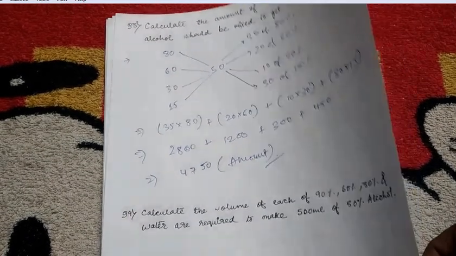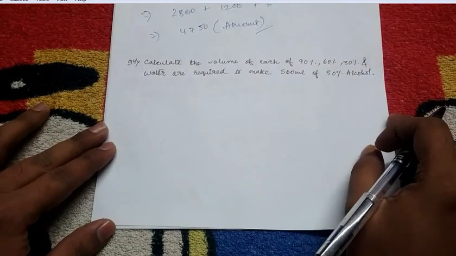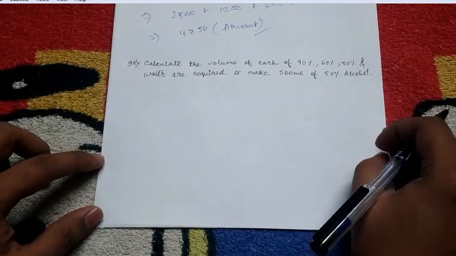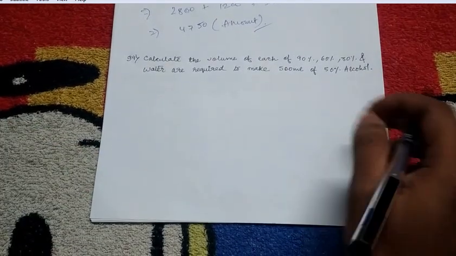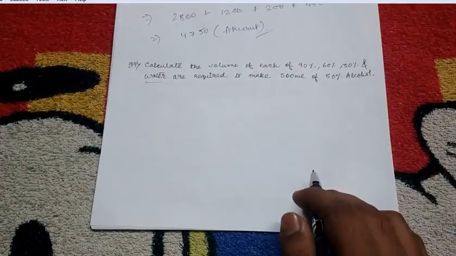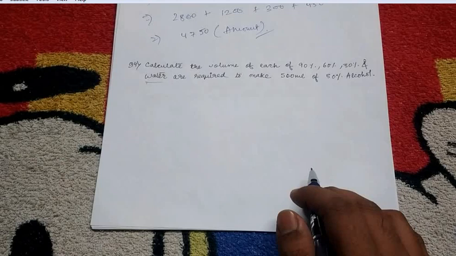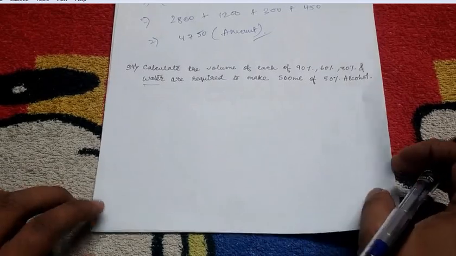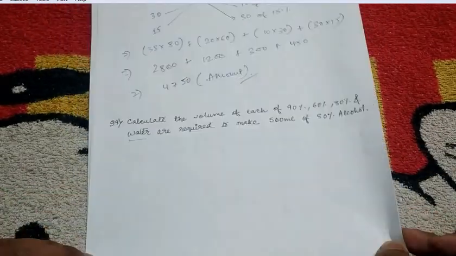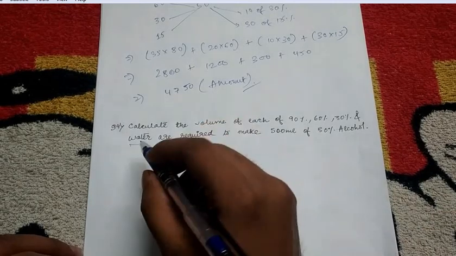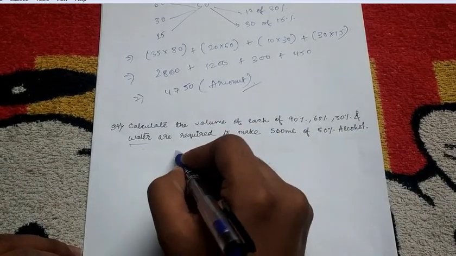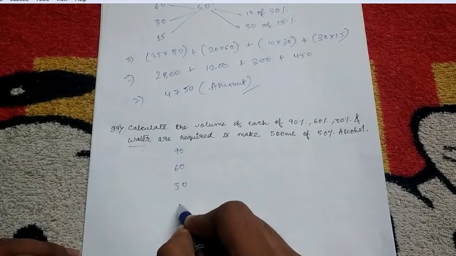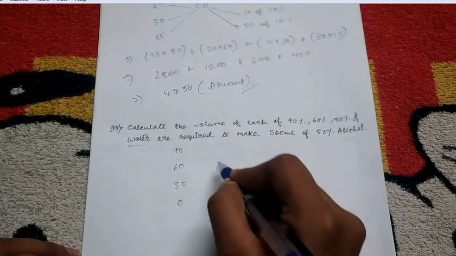Now let's move on to the next question. The next question is, calculate the volume of each of 90%, 60%, 30% and water which are required to make 500 ml of 50% alcohol. So in this case, again we have 4 percentages. One is for water and the rest 3 are for alcohol. So the greater percentage 90, then 60, then 30, then 0, and the final percentage is 50.